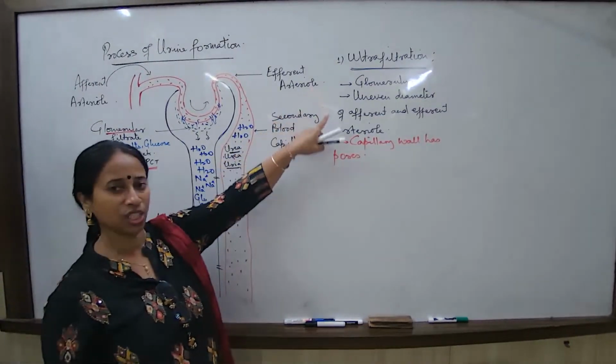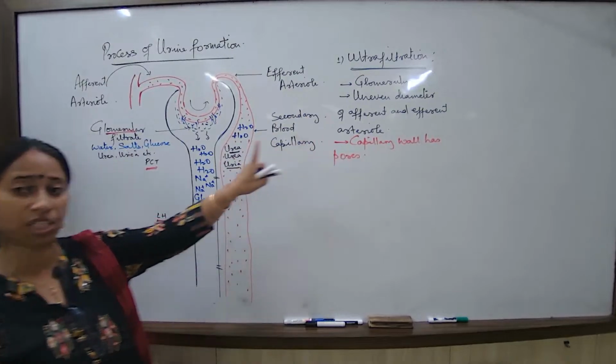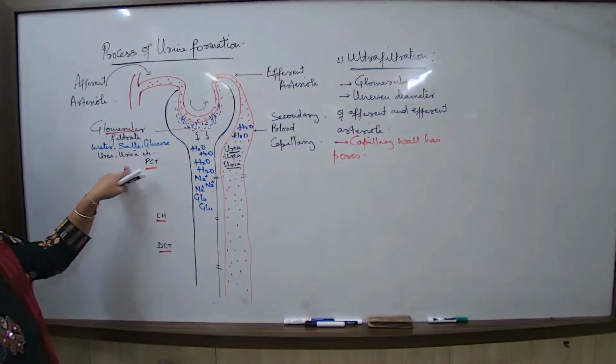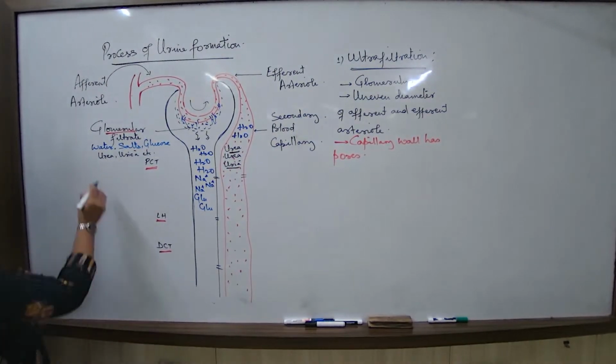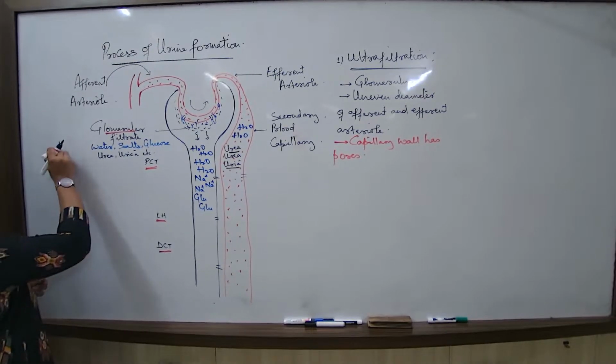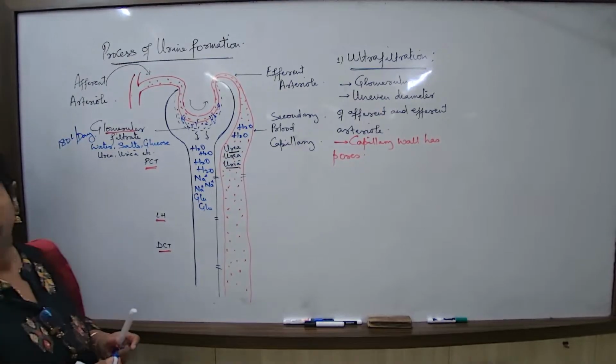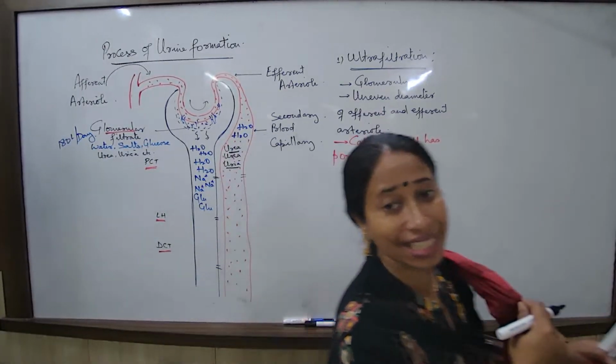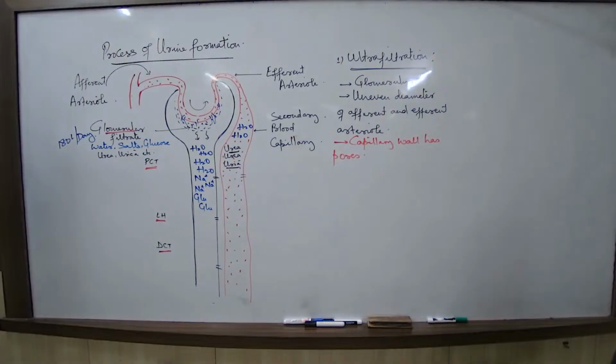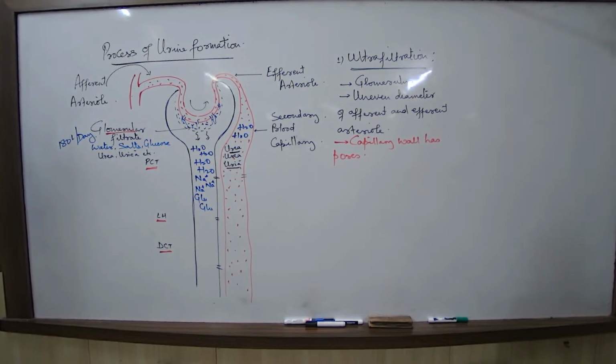So for ultrafiltration, what did we see? And after ultrafiltration, what is the product? Glomerular filtrate. How much of the glomerular filtrate is formed per day? 160 to 180 liters of glomerular filtrate per day. How much of the blood do we have in our body? 5 to 6 liters at the most. But how come we are talking about 180, 160 liters of the filtrate per day?